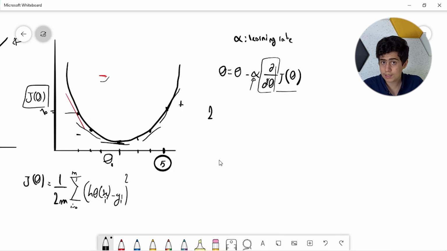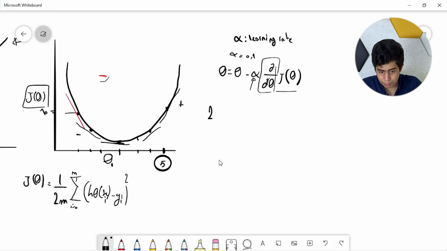So just remember that what derivative means is that if we draw a tangent line, the gradient of that line, okay, that's what it means. So let's say the derivative is equal to 2. And let's say we have a learning rate of, I don't know, 0.1. Alpha is equal to 0.1.